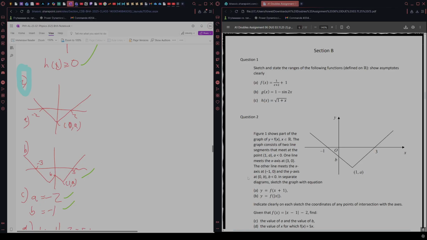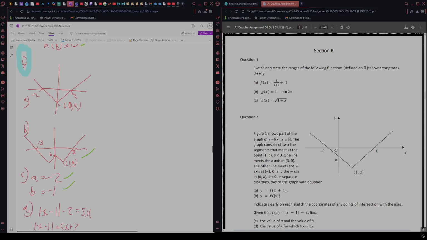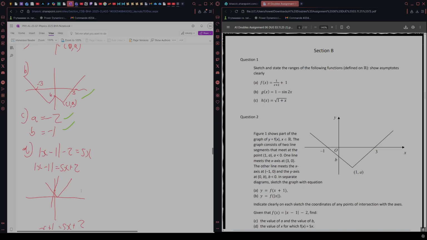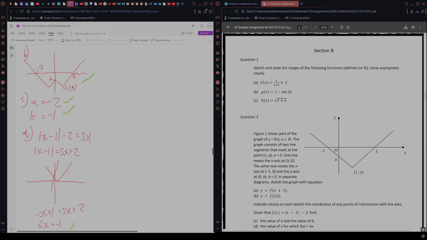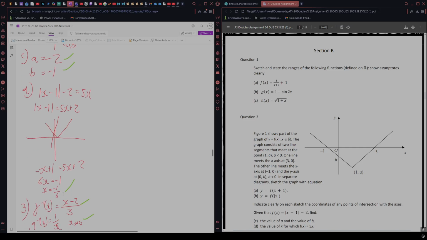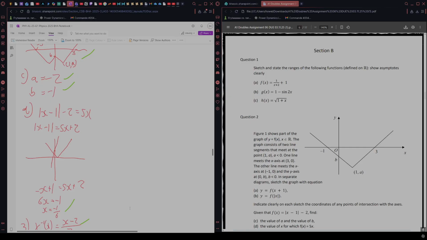Next question, we have just setting it equal to 5x and solving it. I've redrawn it here. I've taken the 2 away from this side because otherwise it makes it a bit more confusing. And we draw both lines, and we see that 5x plus 2 only intersects it at the negative part. So we just use the negative part. So we do negative x plus 1 on the modulus, and then rearrange to make negative 1/6.